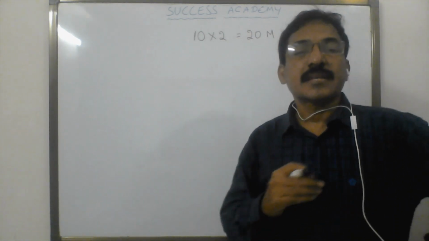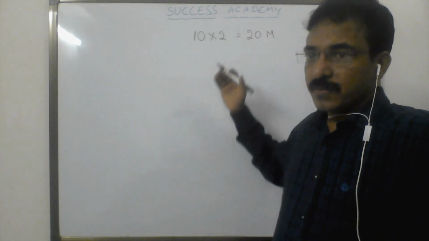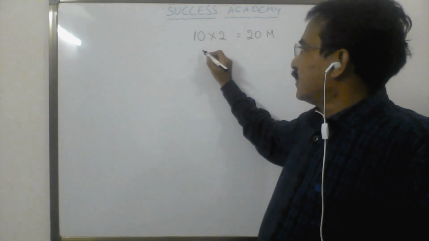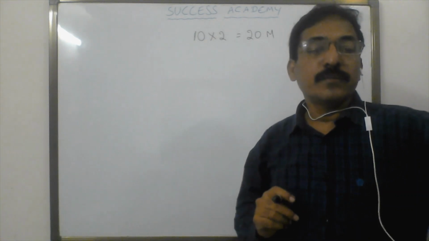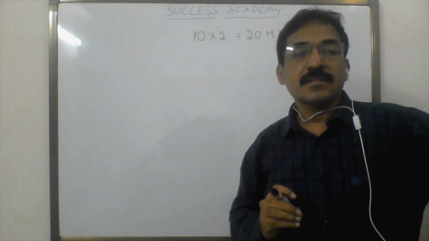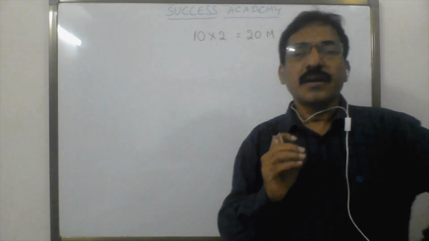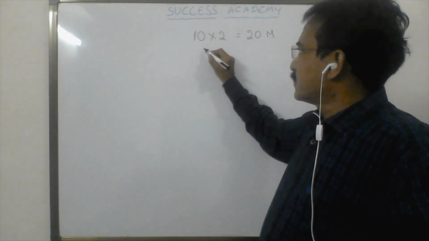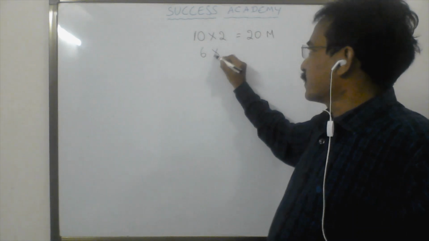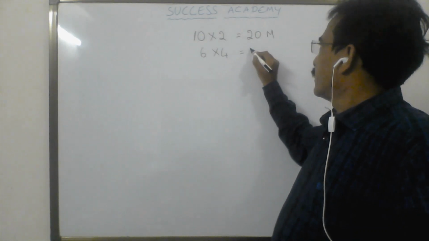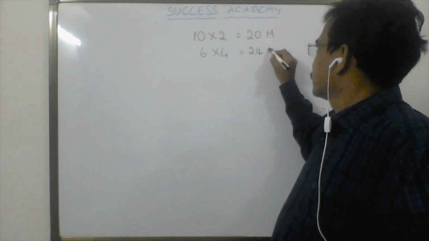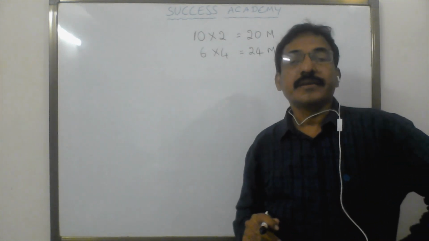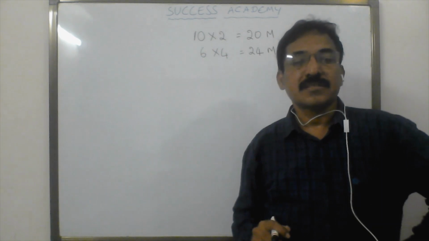Next, section B. In this, 4 marks questions are given. They give 8 four-marks questions, out of these 8, we have to write 6. So 2 questions are in choice. So 6 into 4, 24 marks. The last section C is the LAQs, long answer questions.